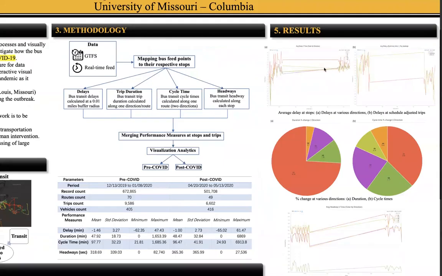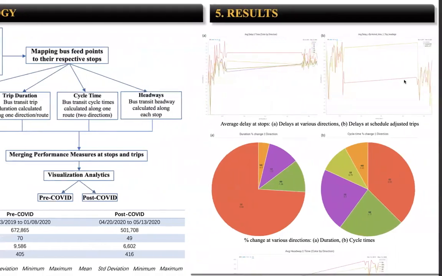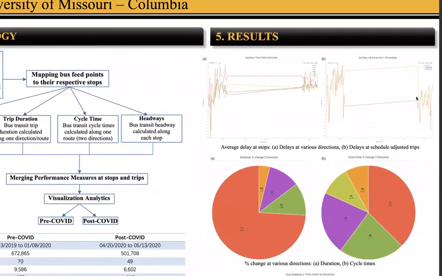The results show that the average delay was actually improved during COVID. However, on certain routes, the delay was worse. Upon further investigation, we found that some routes were stopped, and the demand on other routes was higher, and this is why the delay was worse.